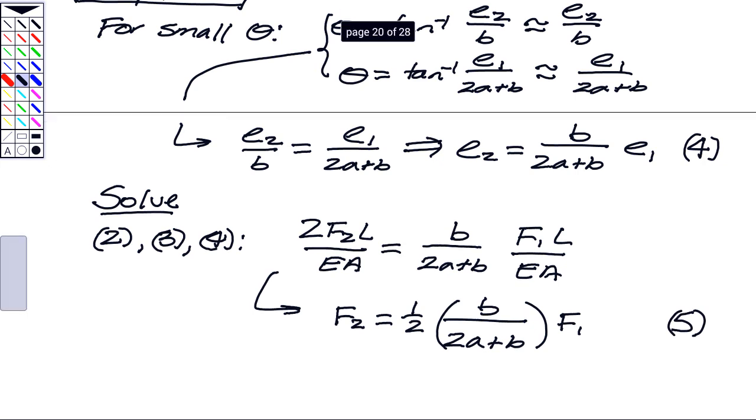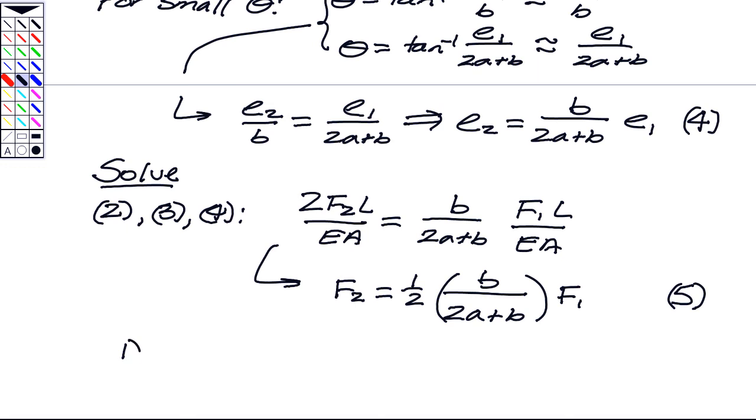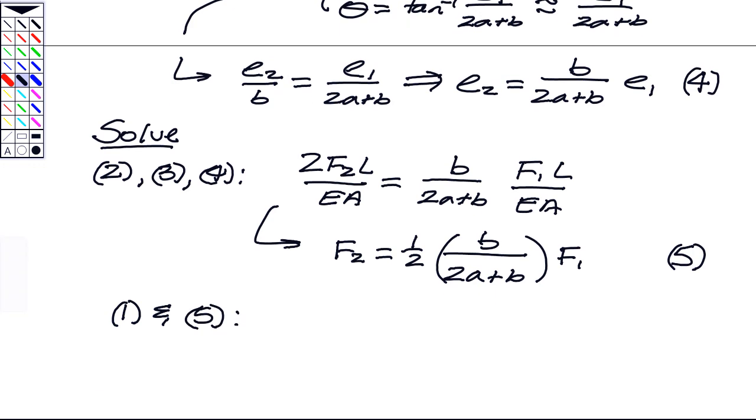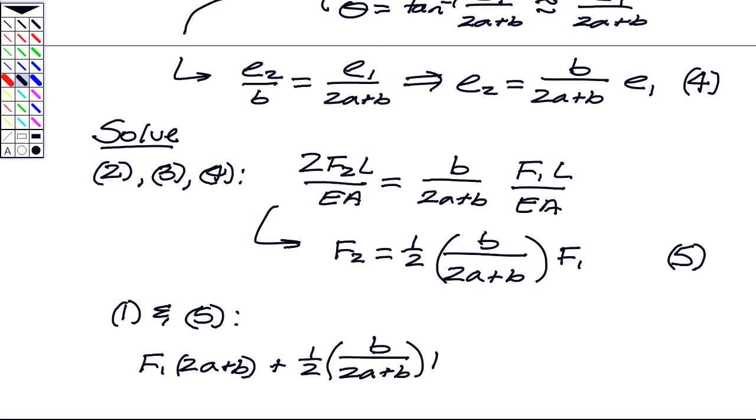I have not yet used the first equation, which was equilibrium. So I combine 1 along with my relationship here between F1 and F2. So I get F1 times 2a plus b, plus 1/2 b divided by 2a plus b times the moment arm of b for F2, that's F1 here, and on the right-hand side it's a plus b divided by P. What have we done?